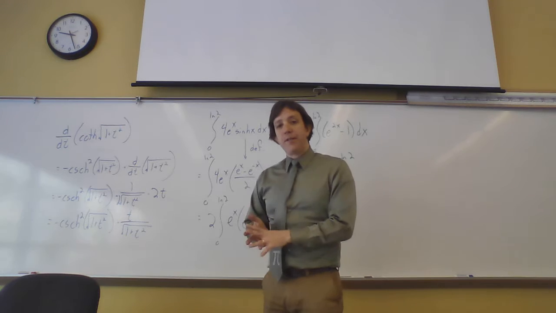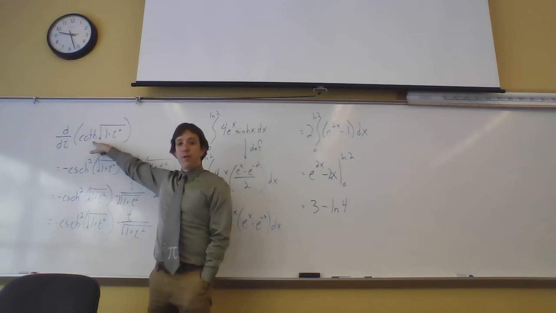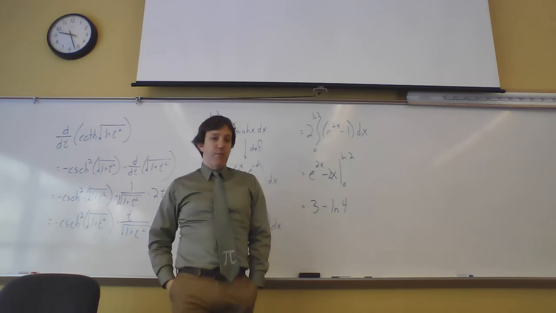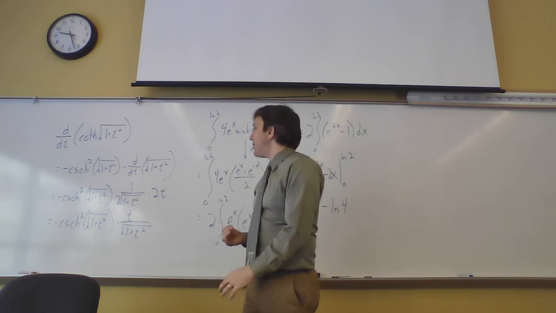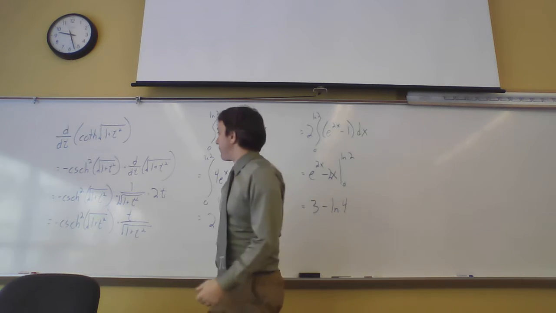All right, so let's take a look at 2 examples. First, I want to take the derivative of the hyperbolic cotangent of the square root of 1 plus t squared. So this is relatively straightforward, but it does have a double chain rule in it. So be really, really careful with the derivative.